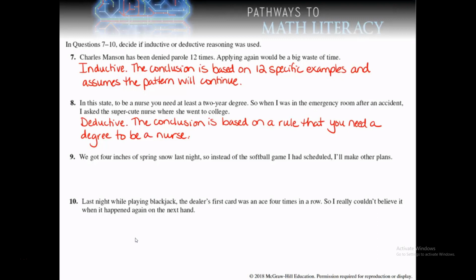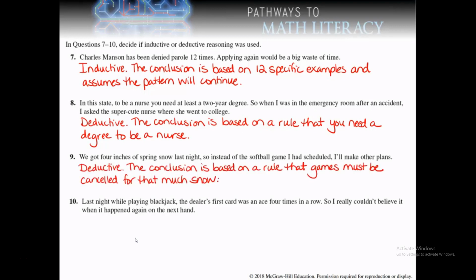In 10, last night while playing blackjack, the dealer's first card was an ace 4 times in a row, so I really couldn't believe it when it happened again on the next hand. This is inductive reasoning. It's based on 4 specific examples, and while we're not assuming that the pattern will continue, we're using those 4 examples to assume that the pattern can't continue.